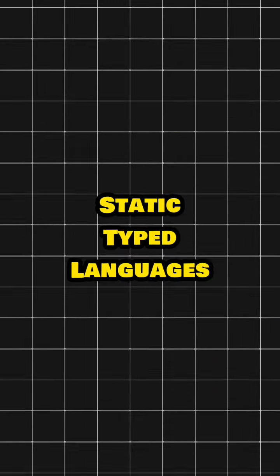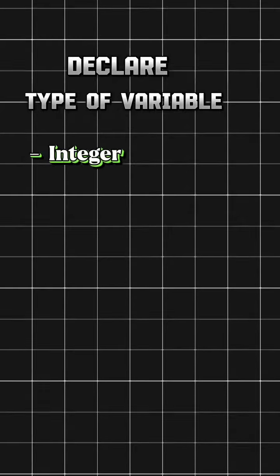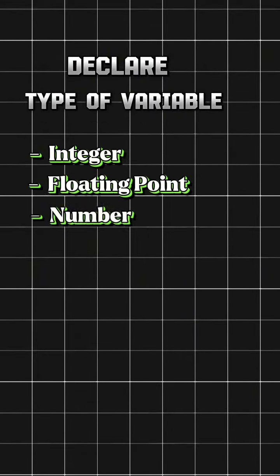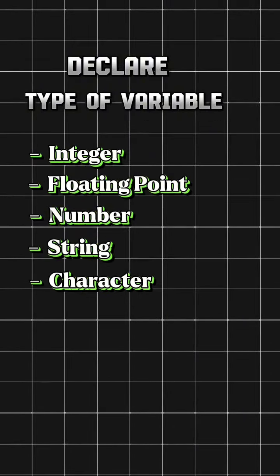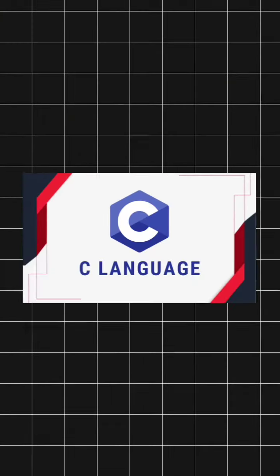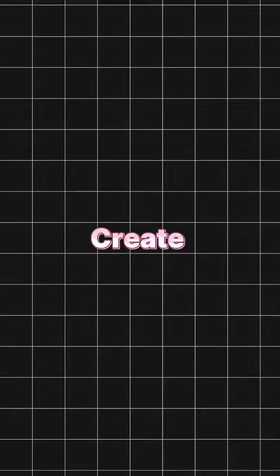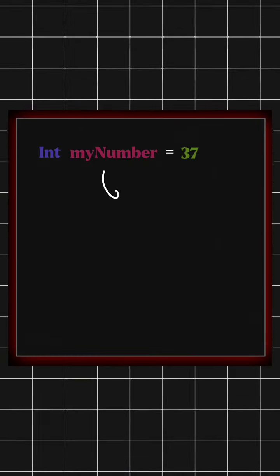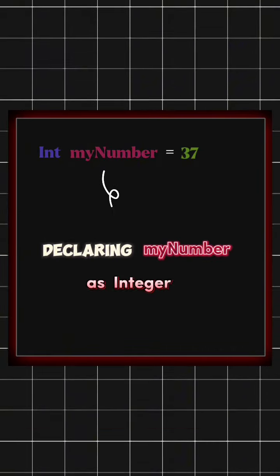But in static type languages, you have to declare the type of a variable, whether it's an integer, floating point number, string, or a character. And only then can you perform operations on it. The best example of it is the C language. Suppose you create an integer as int myNumber = 37. Here you are declaring myNumber as an integer.